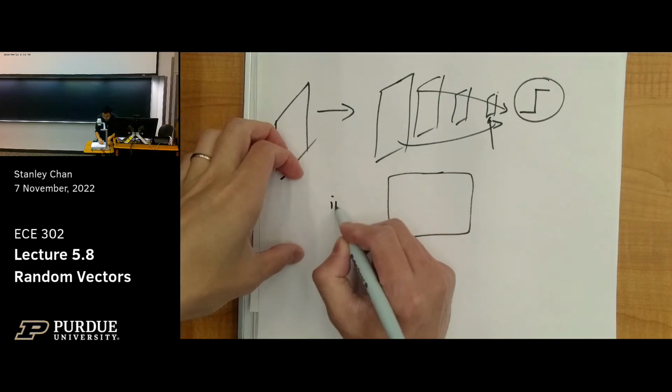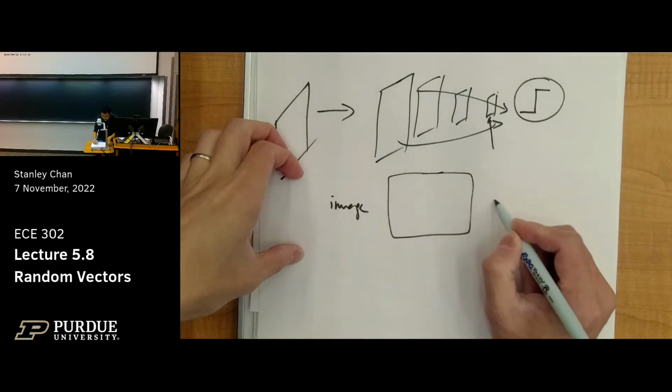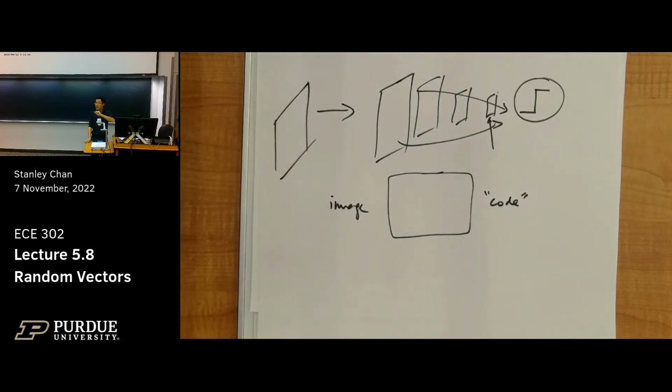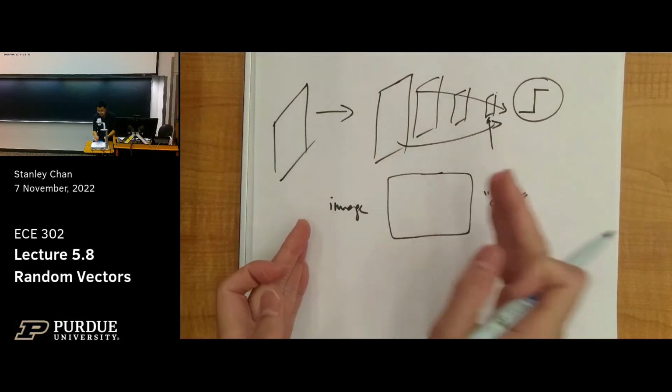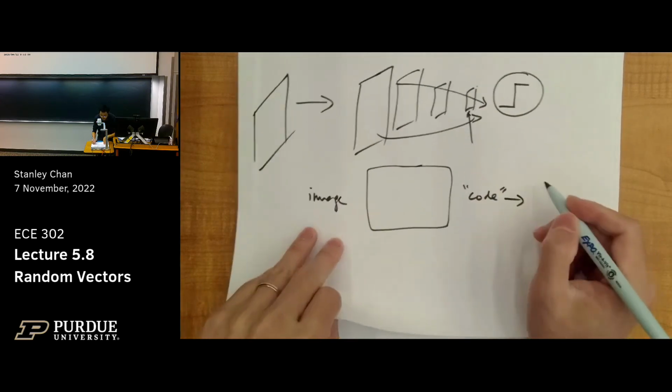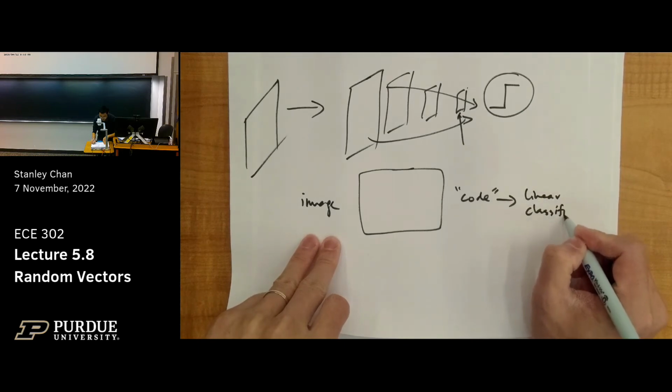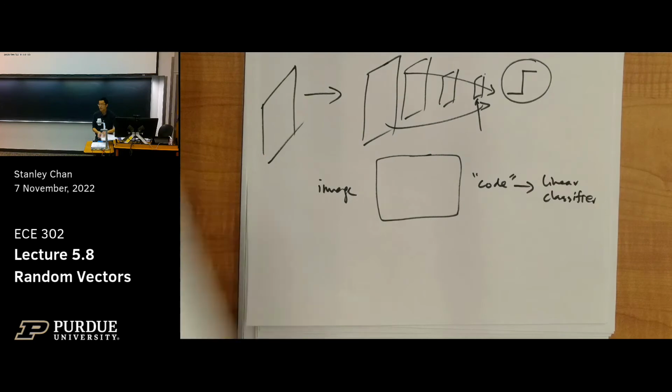So this is the image, and then it is giving you a code, a secret code. This code is sort of describing what is happening in the image. And so you need a lot of layers to turn it into this code. And then once you have this code, you just do the linear classifier, which is what we're doing here.